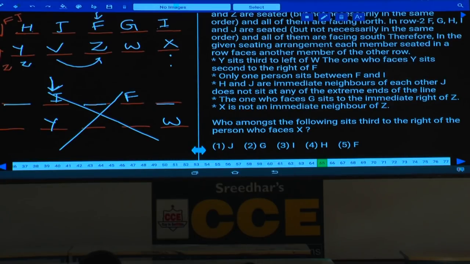Then 65. Who among the following sits to the right of the person who is facing X? Tell me who is facing X? I. Who is to the right of I? 1, 2, 3, that is J. J is given in choice 1. Now this is about question numbers 31 to 65 in paper number 74.